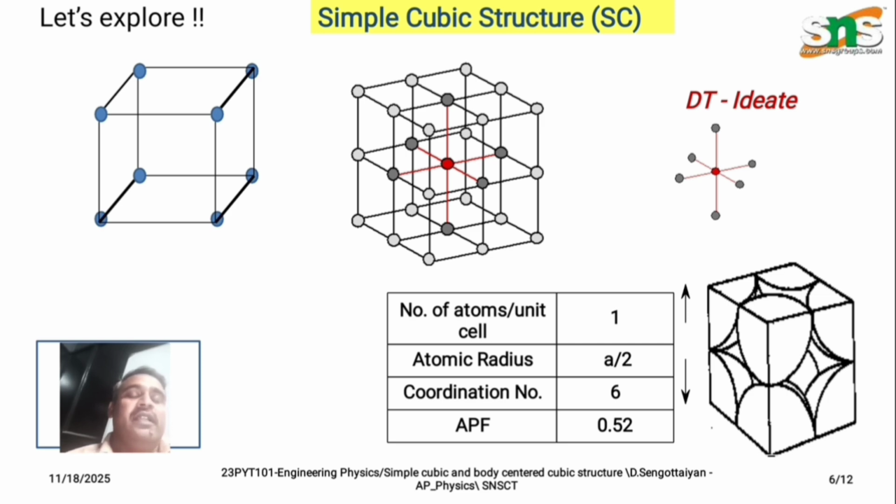Then the atomic radius is half of the distance between any two nearest atoms. The lattice constant is a, so finally r equals a by 2. Then we find the APF value. We identify the total number of atoms present per unit cell divided by the total volume of the unit cell. In simple cubic, the number of atoms per unit cell is 1. Finally the APF value equals 0.52. That means 52% of the volume is occupied by atoms and the remaining 48% is vacant.